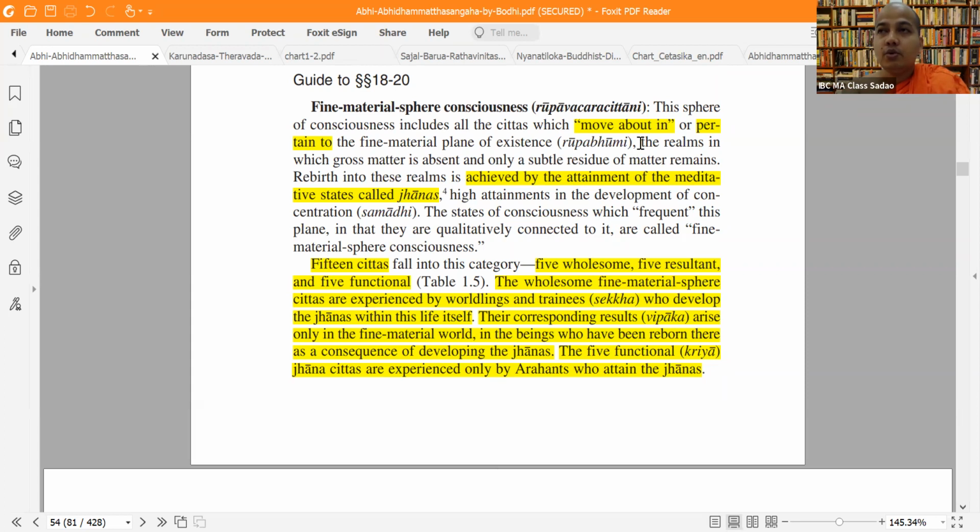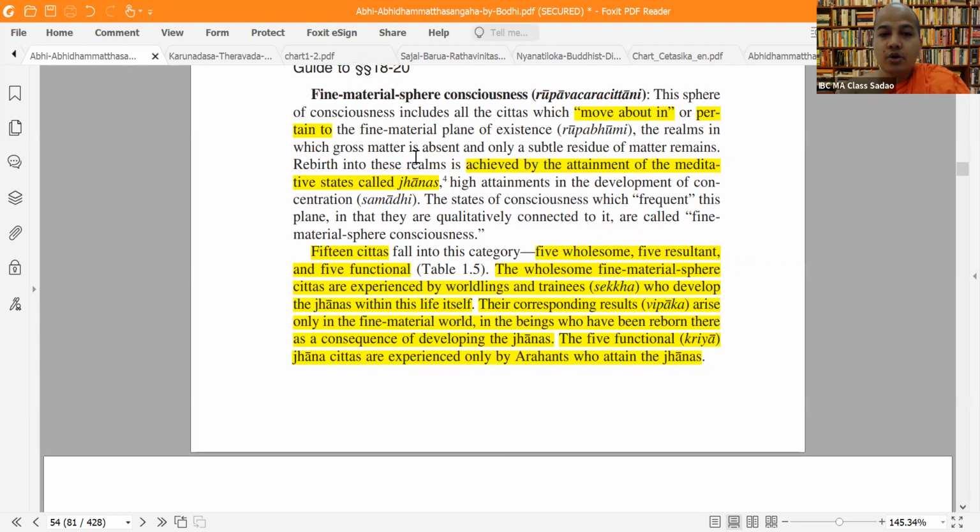The only difference is that in the Rupa Bhumi, these chittas may be constantly present, whereas in the case of being in the Kama Vachara, having Rupa Vachara chittas, it means that you are not going to have these chittas continuously. It is only when you enter into the jhanas. When you are not in the jhanas, you are not going to have these chittas. The realms in which gross matter is absent and only a subtle residue of matter remains.